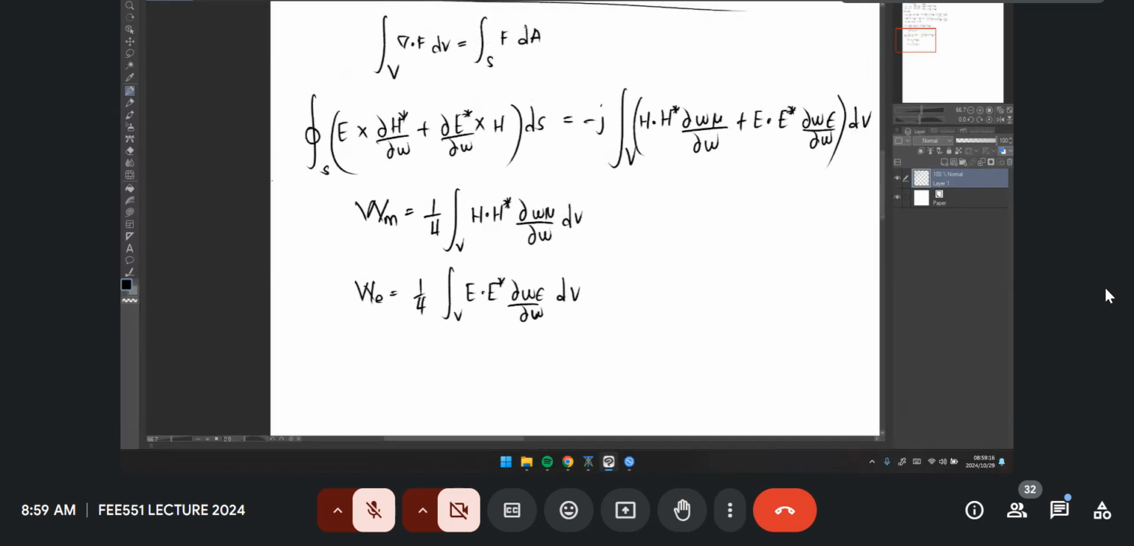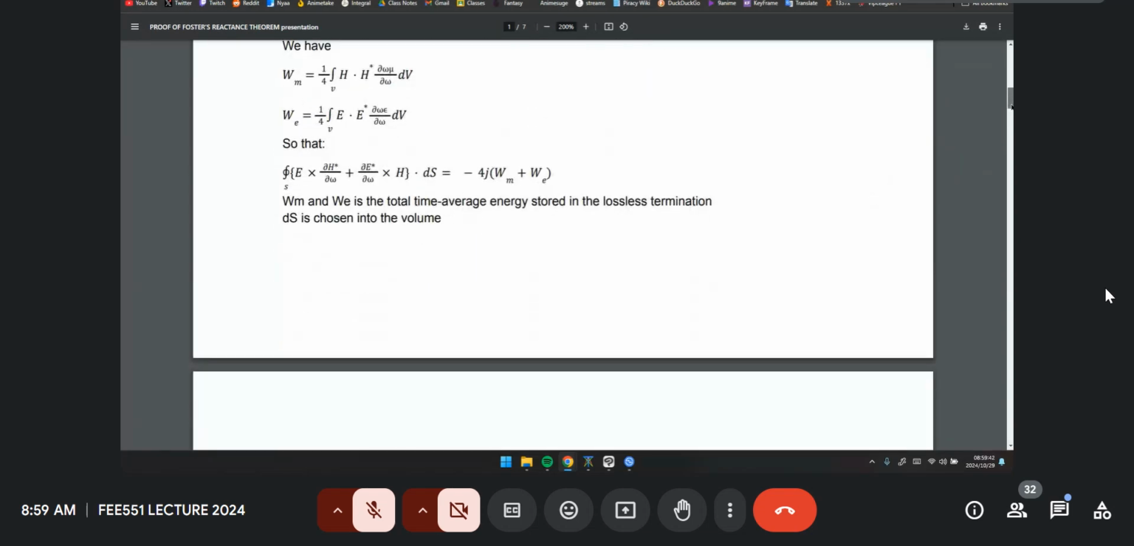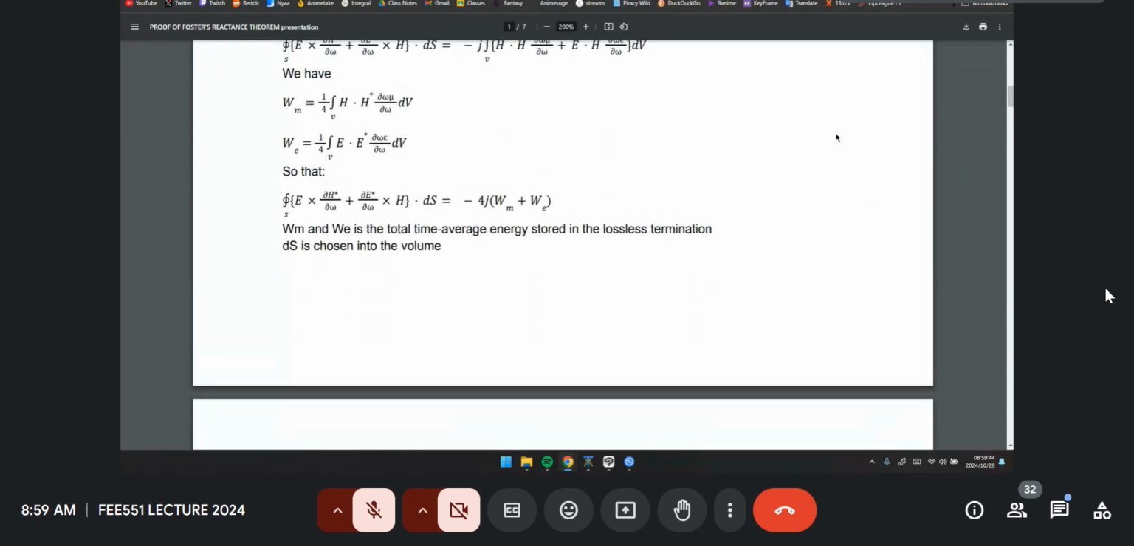So in this first equation, you can replace it with these two equations basically. When you replace it with the two, it will become negative 4J, Wm plus We. Hope you can all see where this is coming from. Yeah, so this is it. This is the energy in the volume.